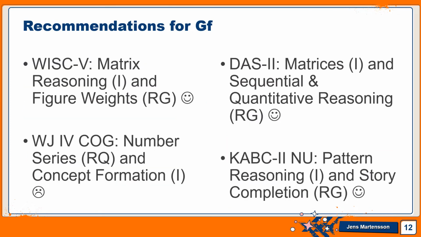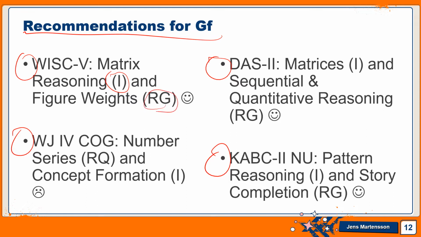So what I do is put it into some practical real world things for you. So here are some recommendations. Now I use the 4 main cognitive batteries that most people use. I know there are a lot more out there, the Stanford-Binet and all that. But these are the ones that are the newest and probably the most used. So the WISC has matrix reasoning, which is induction, and figure weights, which is general sequential reasoning. So actually the WISC meets the recommendations of the book, which is why I have the happy face there.